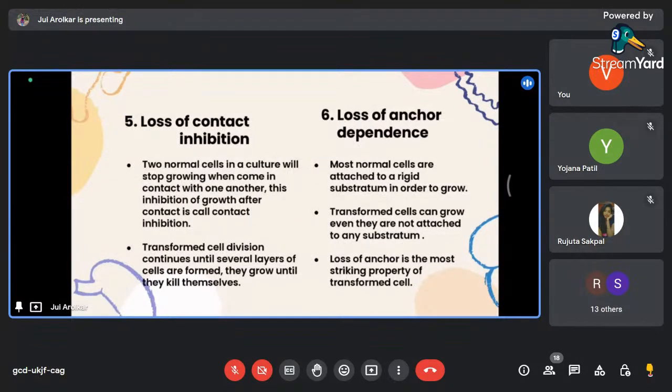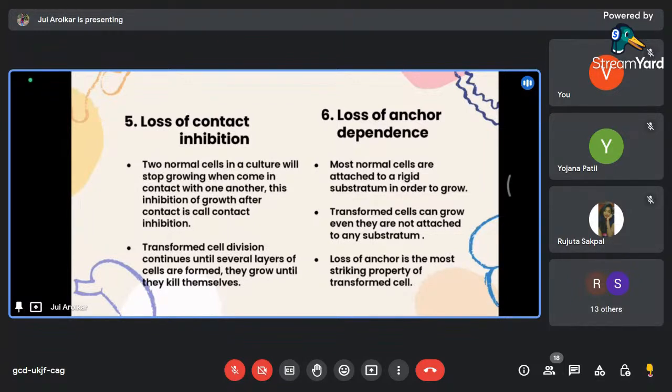The fifth property is loss of contact inhibition. Two normal cells in a culture will stop growing when they come in contact with one another. This inhibition of growth after contact is called contact inhibition. In transformed cells, division continues until several layers of cells are formed. They grow until they kill themselves, which is also called apoptosis. So there is loss of contact inhibition in the transformed cell.